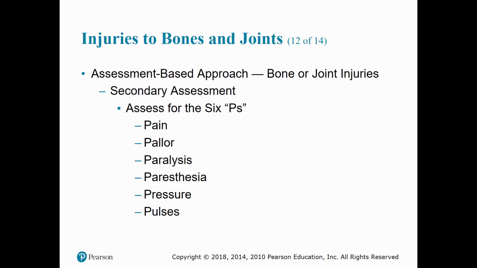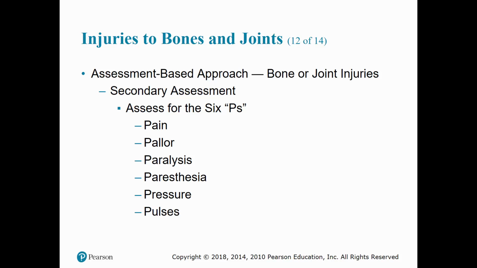Paralysis, this means that the patient is no longer able to move the extremity. This might be caused due to nerve, muscle, tendon, or ligament damage. Paresthesia is a complaint of numbness or tingling. The patient may complain of a pressure sensation within the extremity. This may be associated with swelling due to damaged tissue or blood loss within the muscle and surrounding structures.